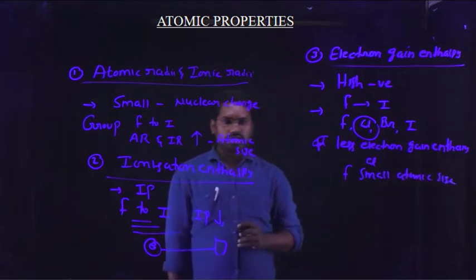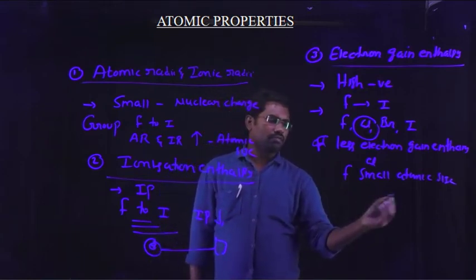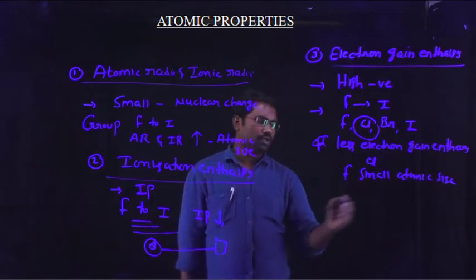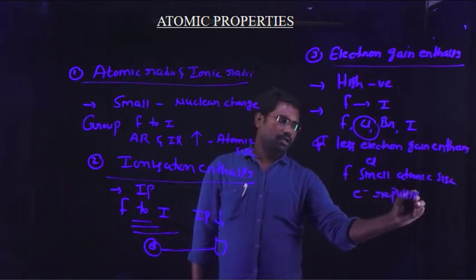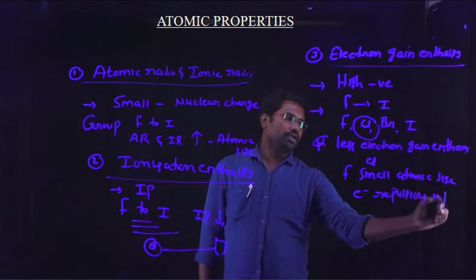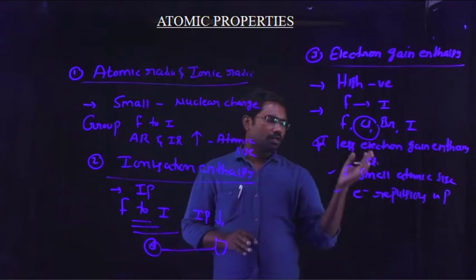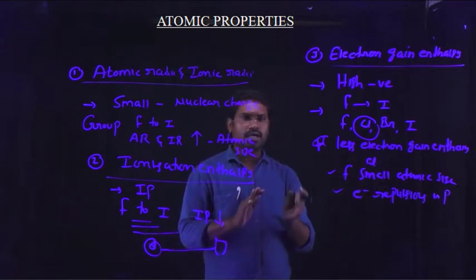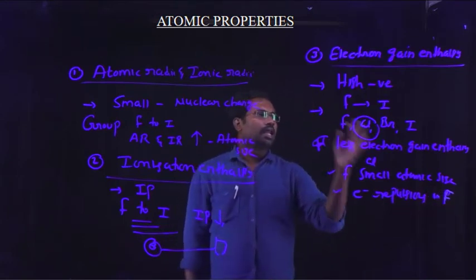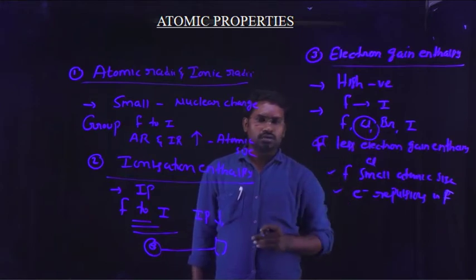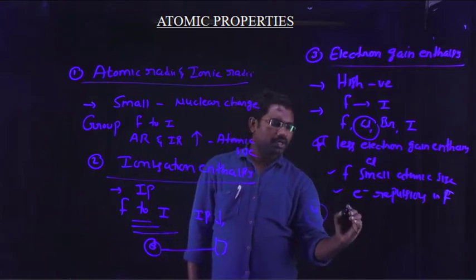Due to the small atomic size, there are also electronic repulsions between the unpaired electrons present in the fluorine atom. So due to these two reasons, the small size of the fluorine atom and the electronic repulsions between the unpaired electrons of fluorine, fluorine has less electron gain enthalpy than chlorine. So this is about the electron gain enthalpy value. And finally, electronegativity values.